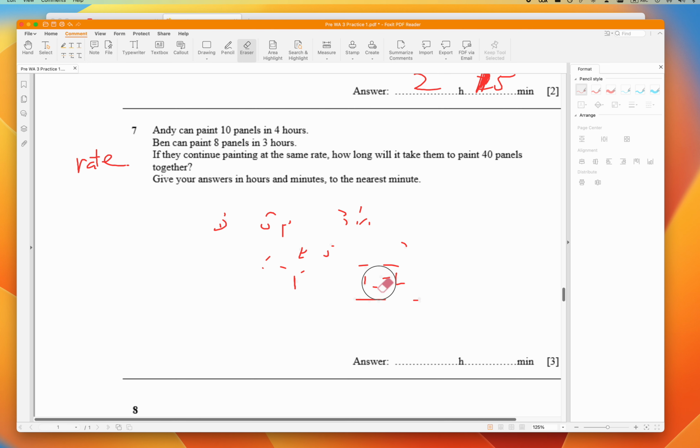What's the formula actually? Do you know? For rate question. Formula for rate question. You don't know? Okay, never mind. So if you don't know, that's why you get it wrong. Okay, let me give you the formula.